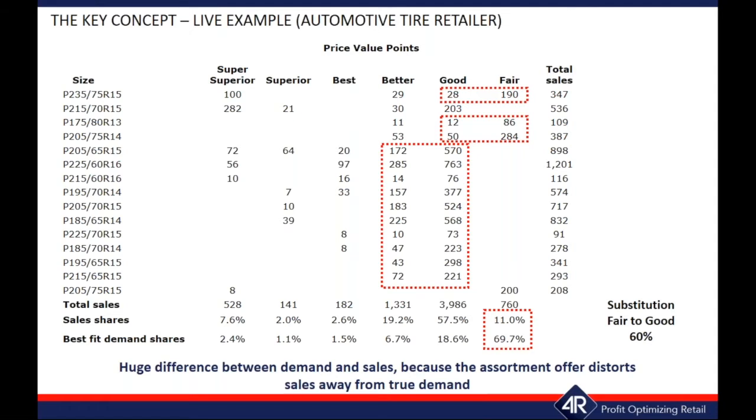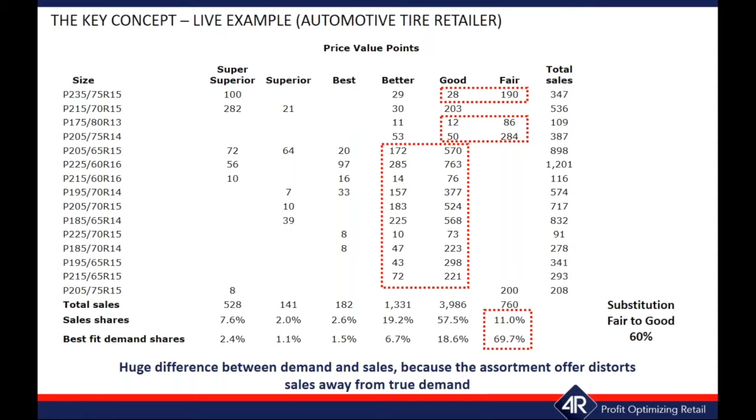So the question this retailer faced was, what should I drop from the assortment? What should I add? And how much should I vary my assortment by store? To answer those questions, we created a demand model, and the key parameters in the demand model were a percentage share by the 6 different price value points.